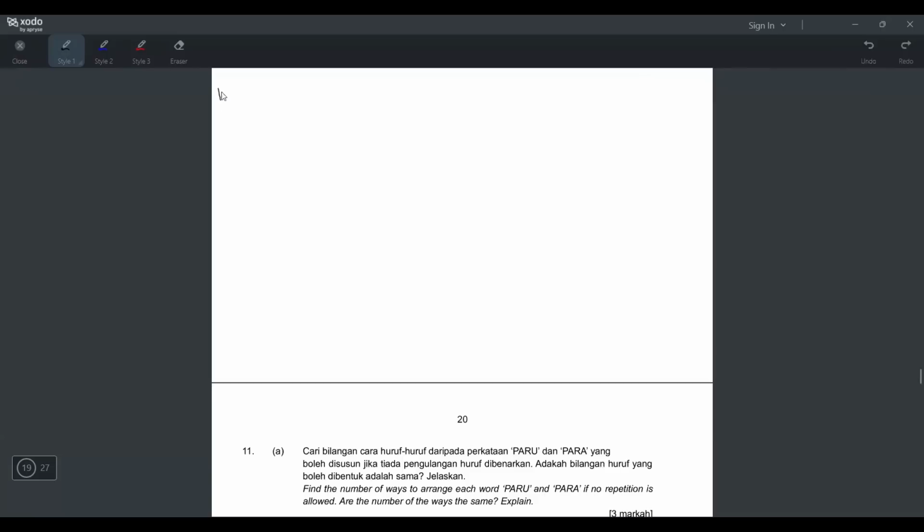Okay, let's continue. 11A, I'll do it up here. Let's read the question. Find the number of ways to arrange each word paru and para if no repetition is allowed. And then, are the number of ways the same? Explain. 3 marks. Okay, let's write down paru. P-A-R-U. So 4-letter word. Another word is para, right?